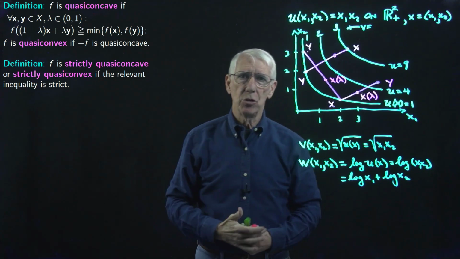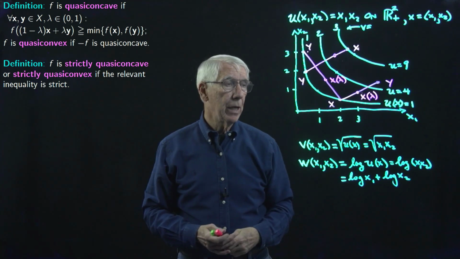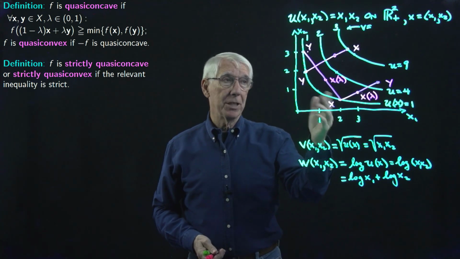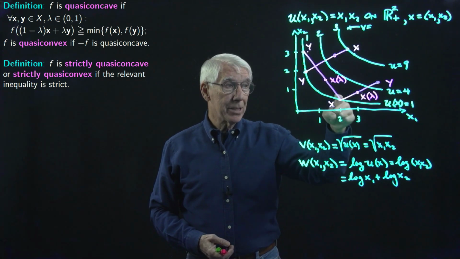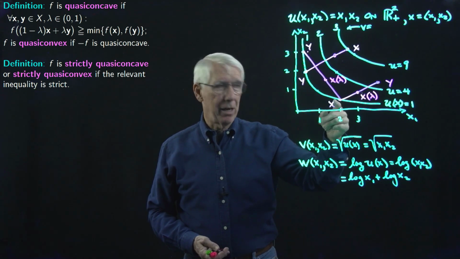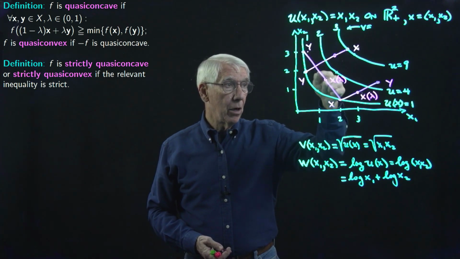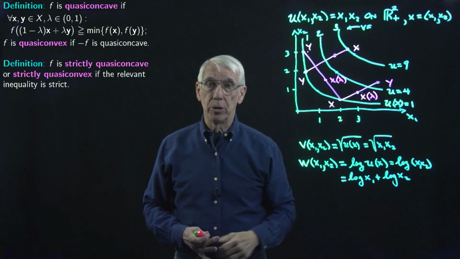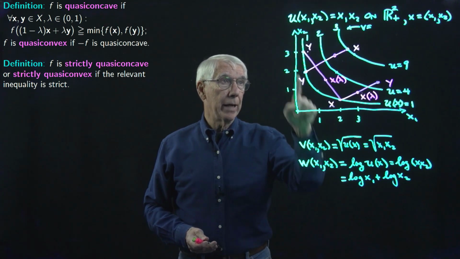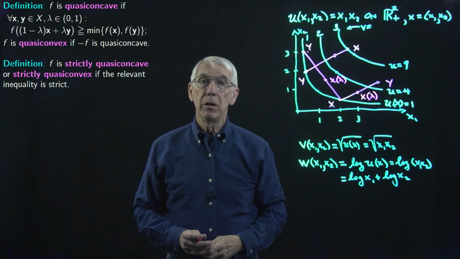I've got u of x and u of y both on the same indifference curve or level curve. So the minimum value is either the value of x or the value of y, but any strict convex combination, not at x, not at y, anything on this line segment is going to have a value of u that's larger than the value at x or y. So this is actually a strictly quasi-concave function.